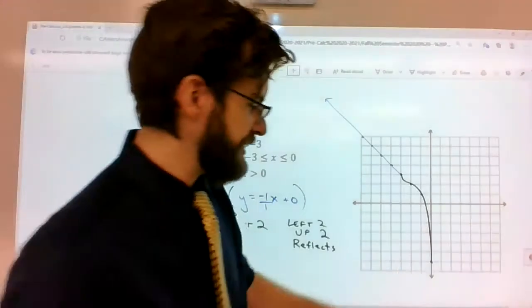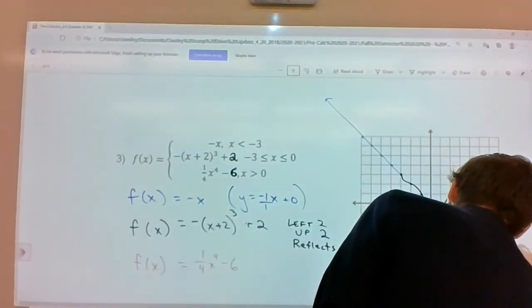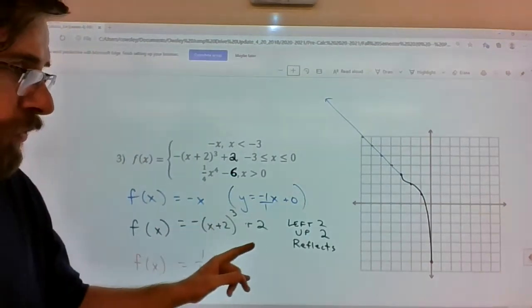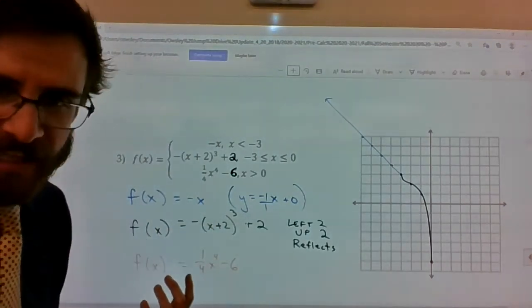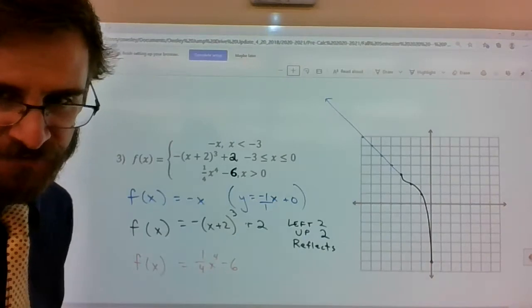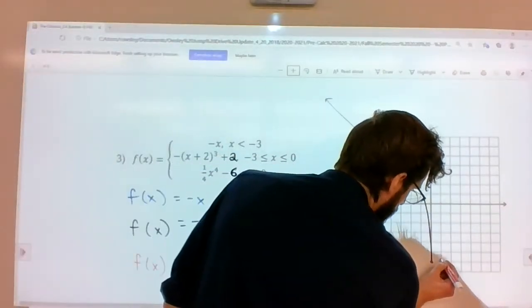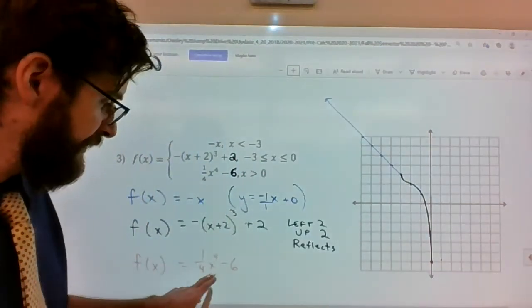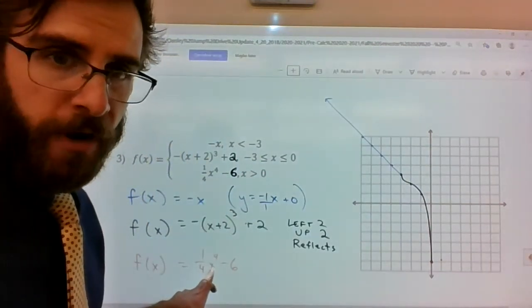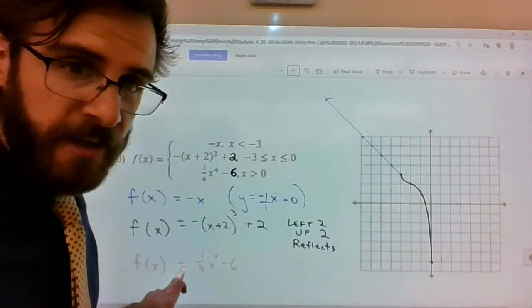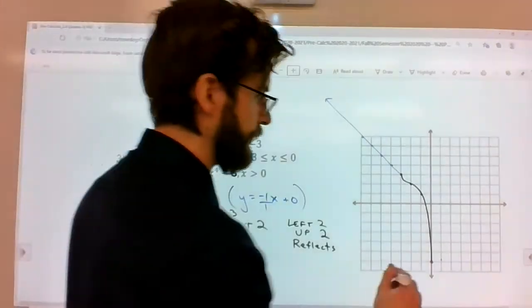So 0, -6 is our first point. If we plug 1 to the right, it's still going to be really close to that -6 value. It's going to be -5 3/4. If I plug in 2, though, we're jumping up rather quickly. 2 to the 4th power is 16, times a 4th is 4. 4 minus 6 is -2.